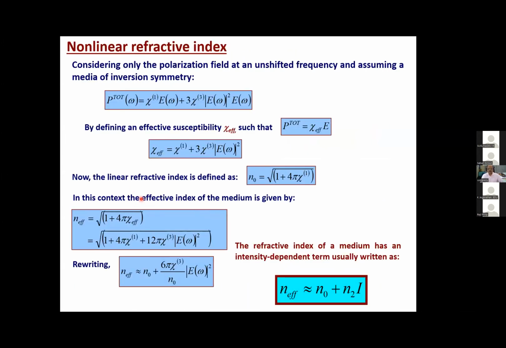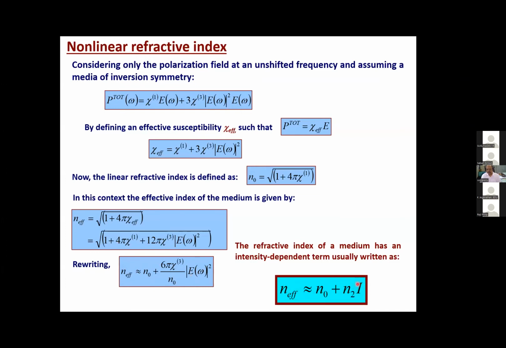Now we come to the most important aspect, the real part of chi3. When you expand the total polarization in terms of linear polarization and nonlinear polarization, and rewrite it in terms of the linear refractive index and the effective refractive index, what we get is a term which looks like this. n effective is n0, which is the linear refractive index, plus the nonlinear term. We call the modulus of amplitude squared your intensity. Therefore, we call this n2 I. So n2 can be positive or negative. Therefore, your n effective can be n0 plus n2 I or n0 minus n2 I.